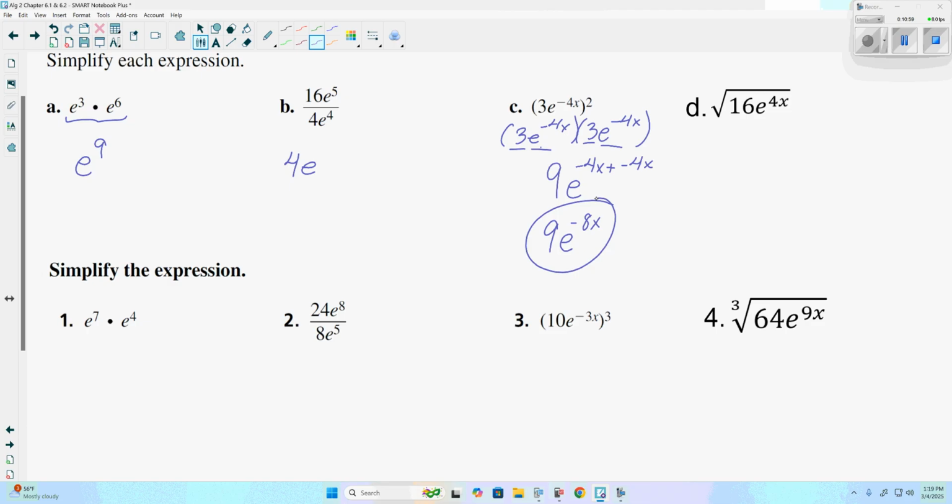Square root of 16e to the 4x. Well, we can take this in two main parts. Because of the properties of radicals, we can actually change it to the product of the two parts. Square root of 16 is 4. Now, e to the 4x, we have to use some of the properties of radicals. We will get into this in the next chapter after this.